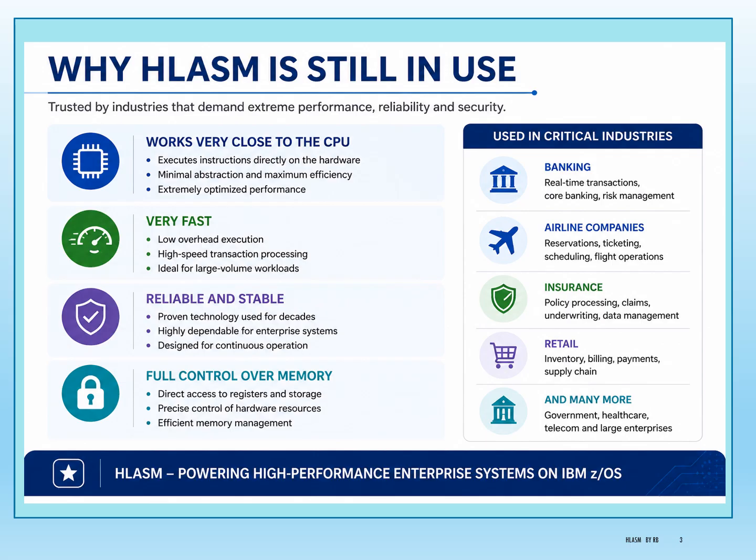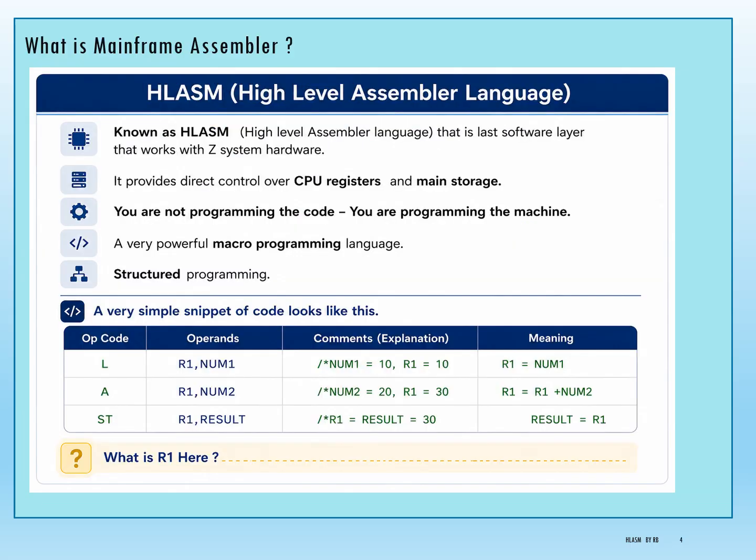So let us go ahead and learn the subject. What is mainframe assembler? It is also known as HLASM, high level assembler language. This is the last software layer that works with the z system hardware. Though we are calling it the last software layer, if you notice, we are also calling it a high level assembler language.